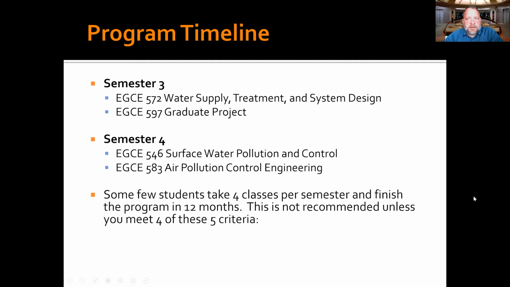Now, some students have decided in the past to take 4 classes per semester. Off the top of my head, I think it's only 2 that actually kept with it and graduated in a year. That's the advantage. If you take 4 classes per semester, so a spring, a fall, and a summer, you can graduate in 1 year, and that's great.